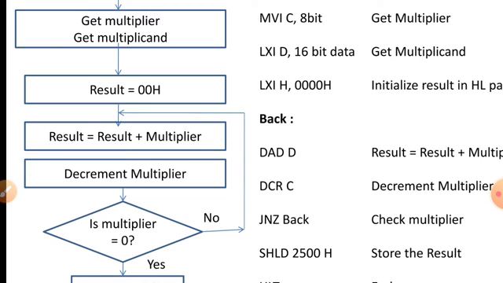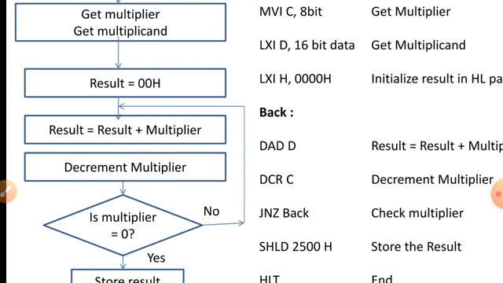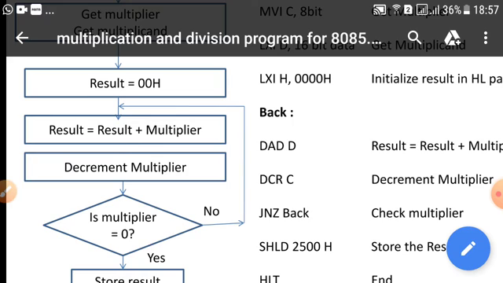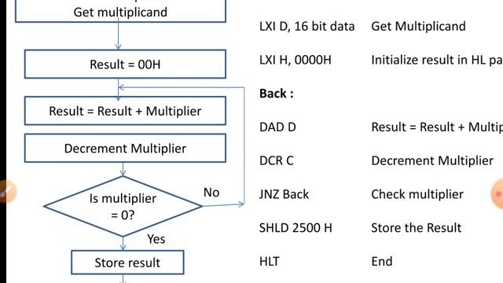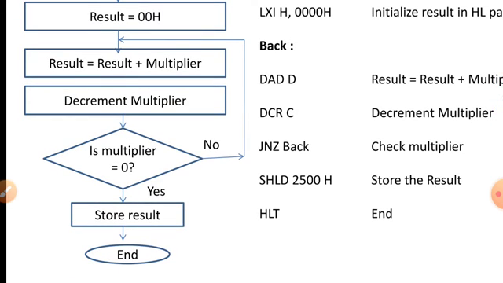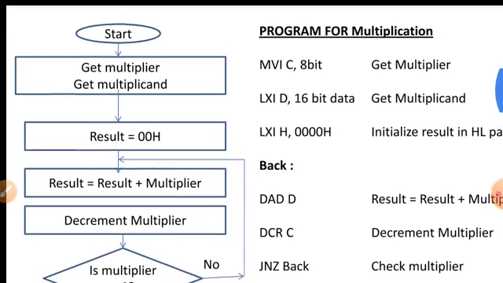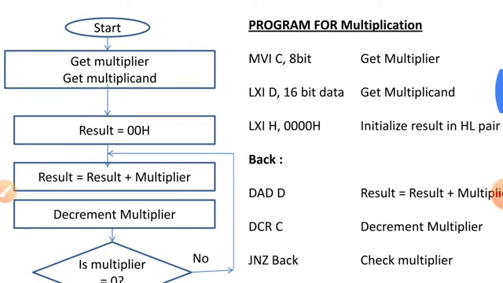Now we decrement the multiplier. The multiplier is 2, it will become 1. Since the multiplier is not 0, it will go back and again do result is equal to result plus multiplicand. The multiplicand is again 7, the previous result is 7, and 7 plus 7 becomes 14. Now we decrement the multiplier, it was 1 and it becomes 0. Since the multiplier has become 0, it will not go into the loop, it will come out and store the result. Now let us discuss the program related with this flowchart.